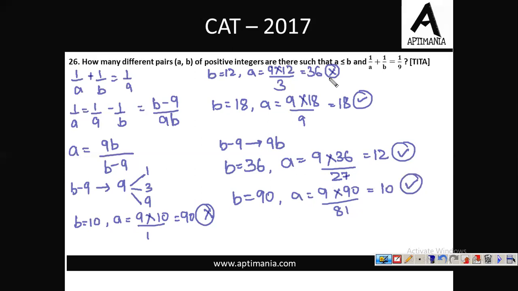solution. So for the equation 1 upon a plus 1 upon b equals 9, we have got three different solutions. The first one is 18, 18. The second is 12, 36, and the third is 10, 90. So for question number 26, the correct answer is three solutions.